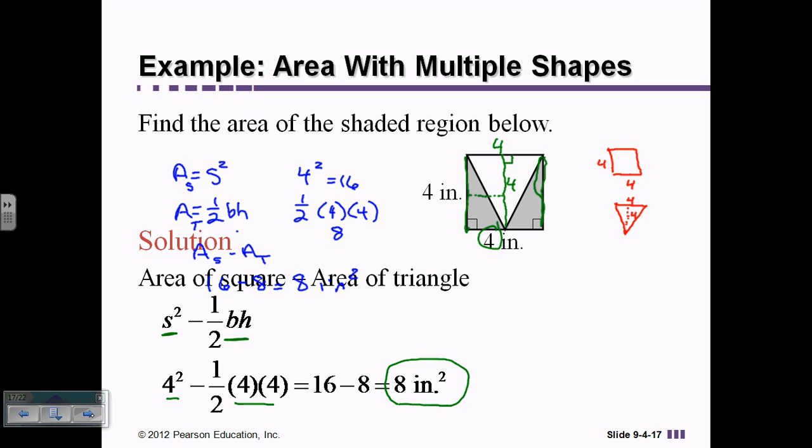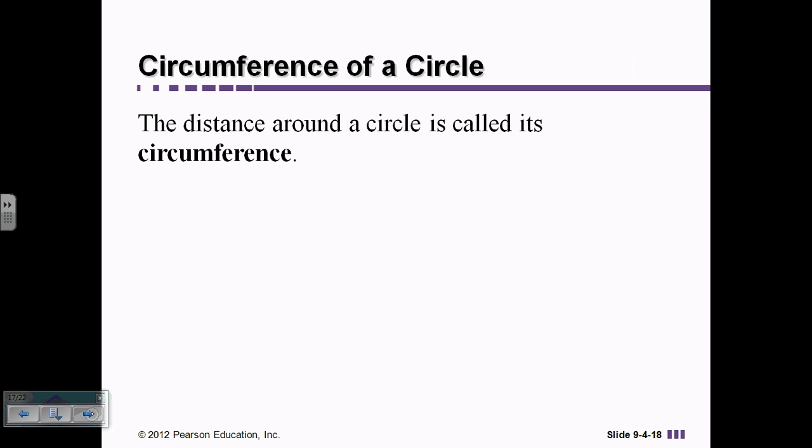There are other ways to do that problem, but that's one possibility, and I want to show you another example in a minute that uses that same process. Okay, so when we're talking about circles, we don't talk about the perimeter of the circle, we talk about the circumference of the circle. But the circumference, again, is still just the distance around the circle.